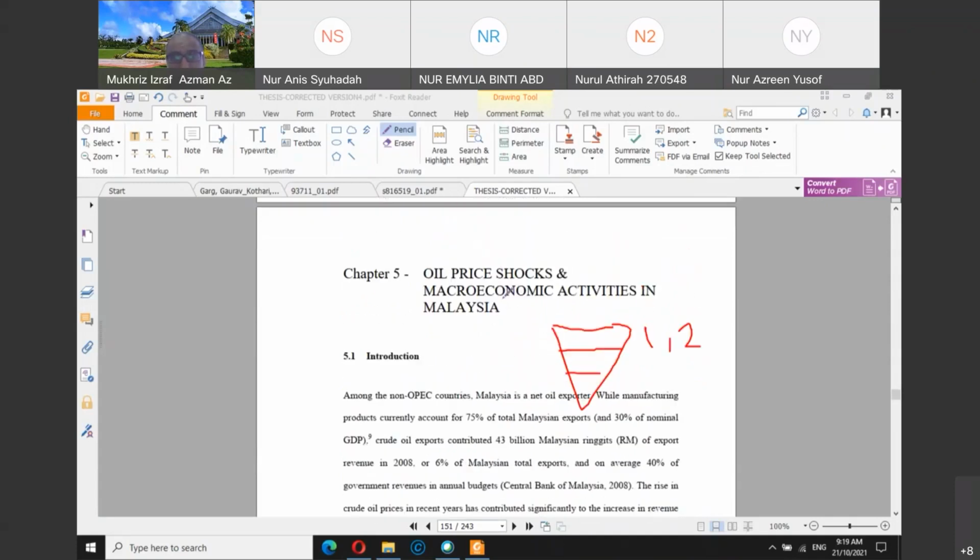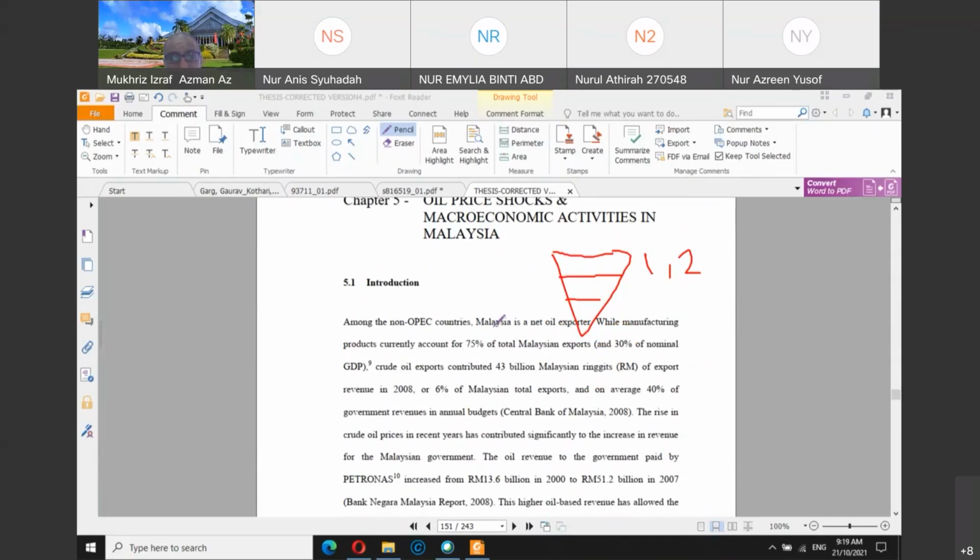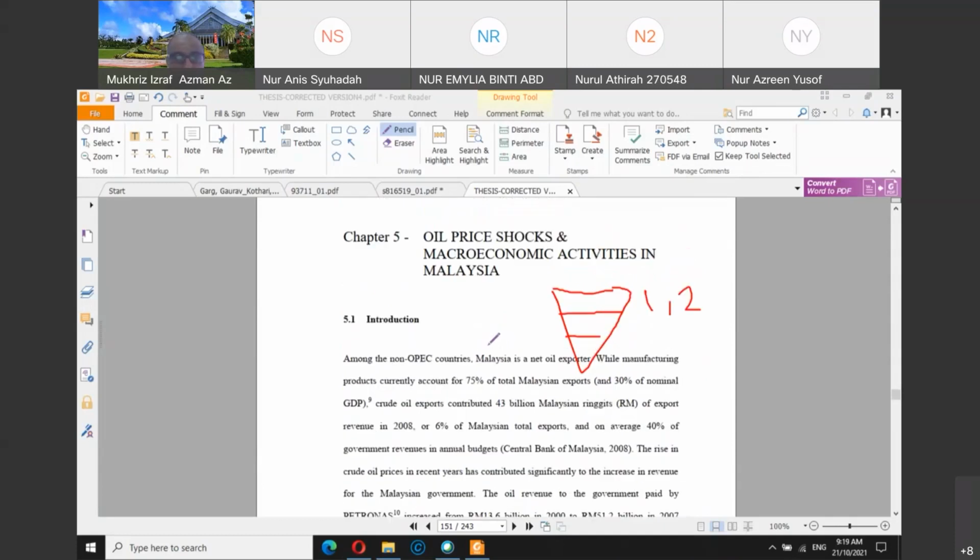The word shocks means a large increase or a large decrease in oil price, because we know that oil price can go up very high, or it can drop very low. For example, during COVID-19 last year, oil price became very low because of the lockdown. People cannot travel, so the demand for oil was quite low. Now oil price is starting to go up again because activities are going back to normal.